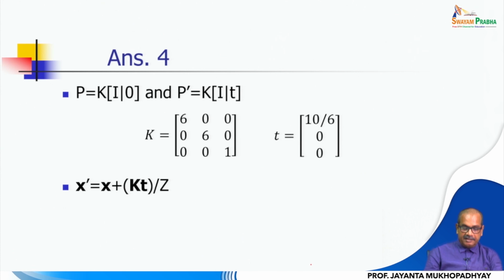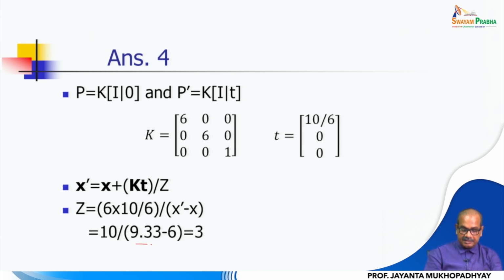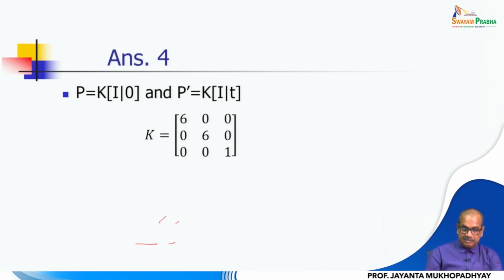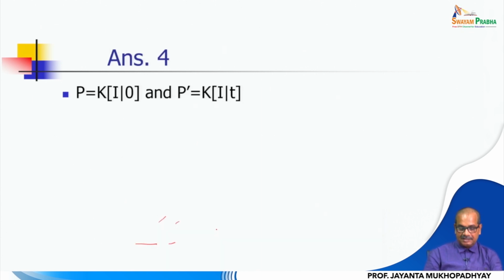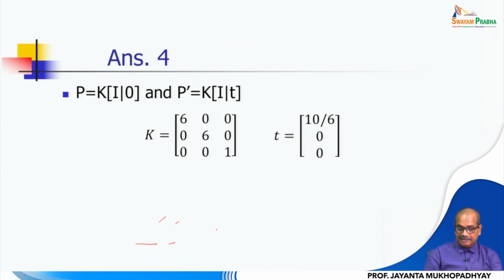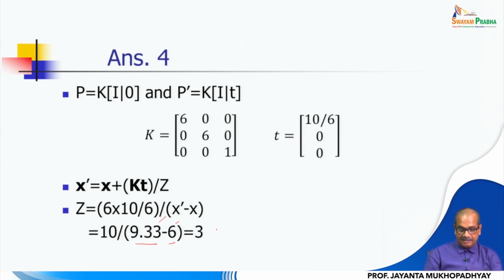And if I apply X prime equals X plus KT by Z, then Z is given by 6 into 10 by 6 divided by X prime minus X, which are given to you. The corresponding points are 9.33 and 6 for X prime. Y prime is already the same. If you check the Y coordinates, they remain the same. They satisfy the epipolar constraint. So solving this problem, you get Z equal to 3.